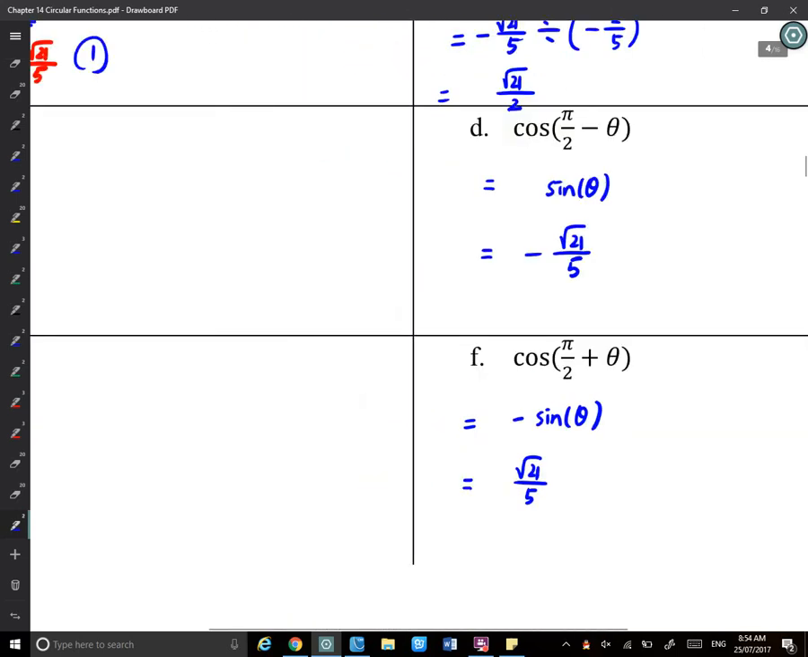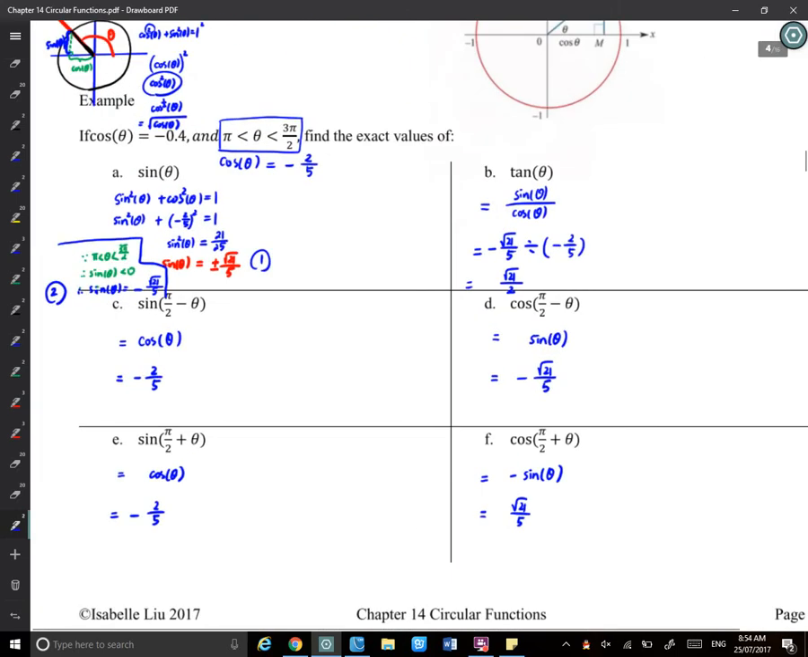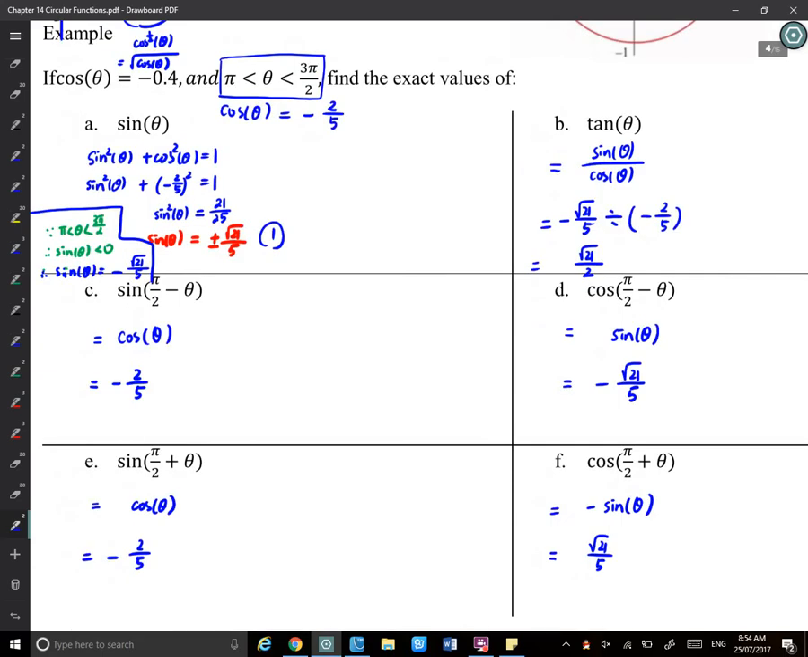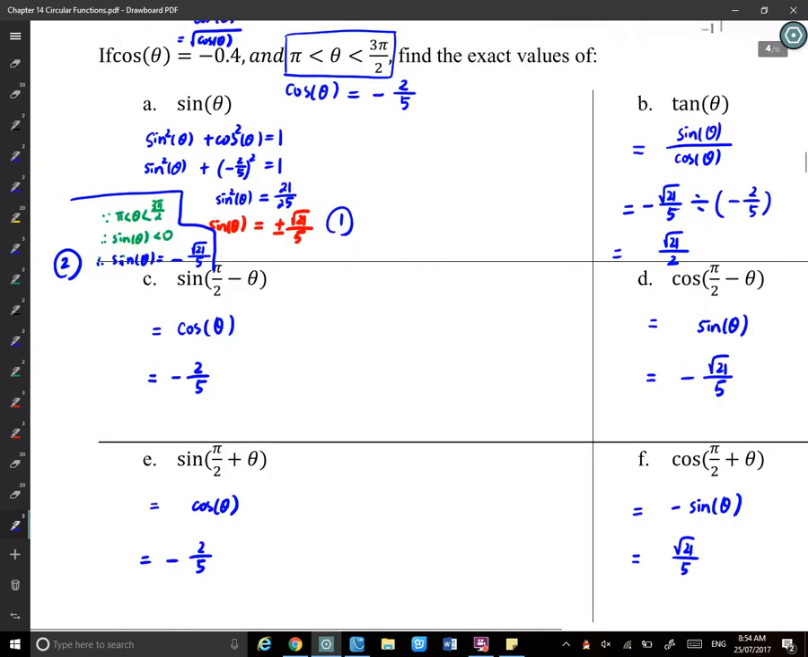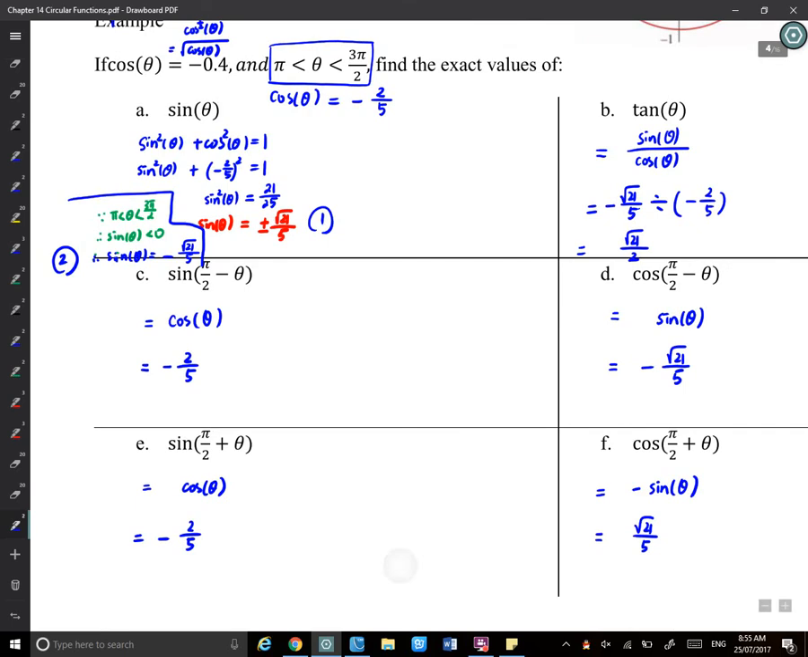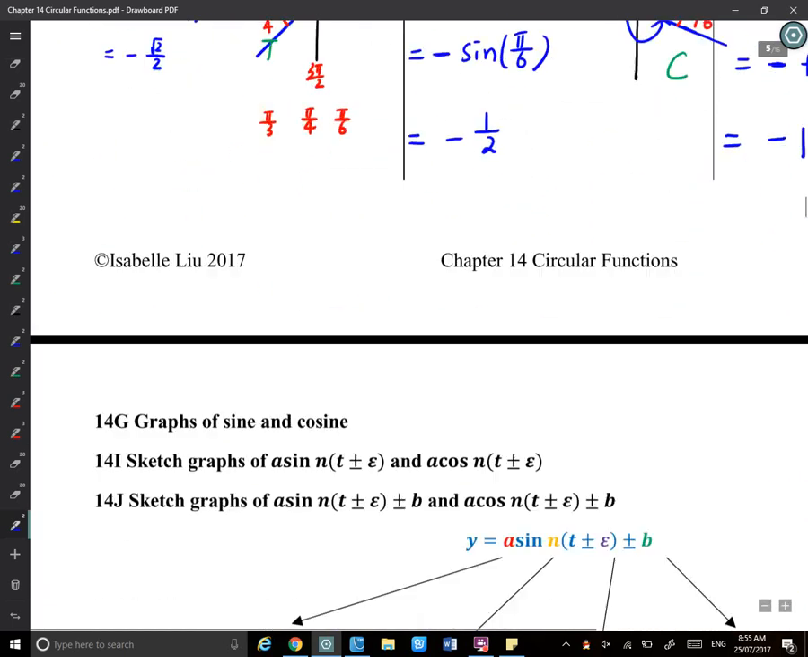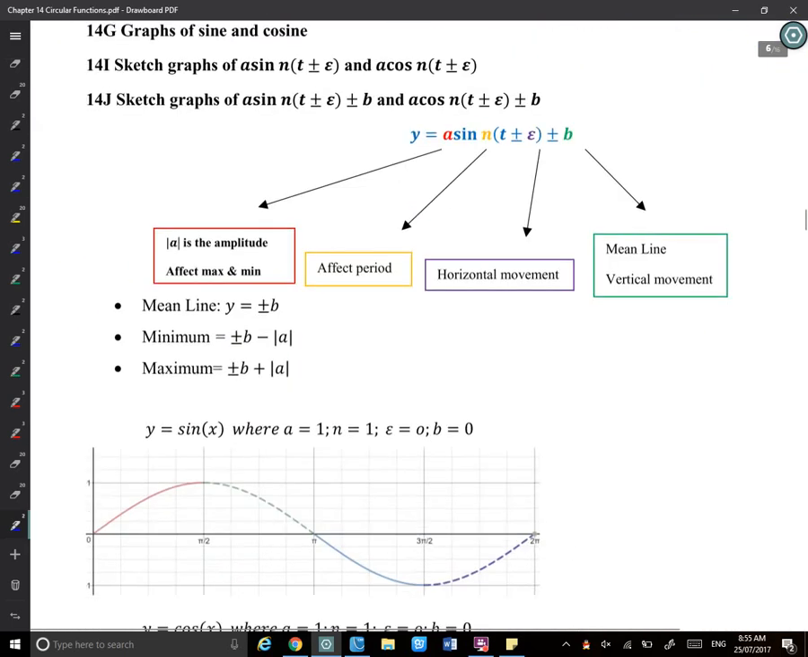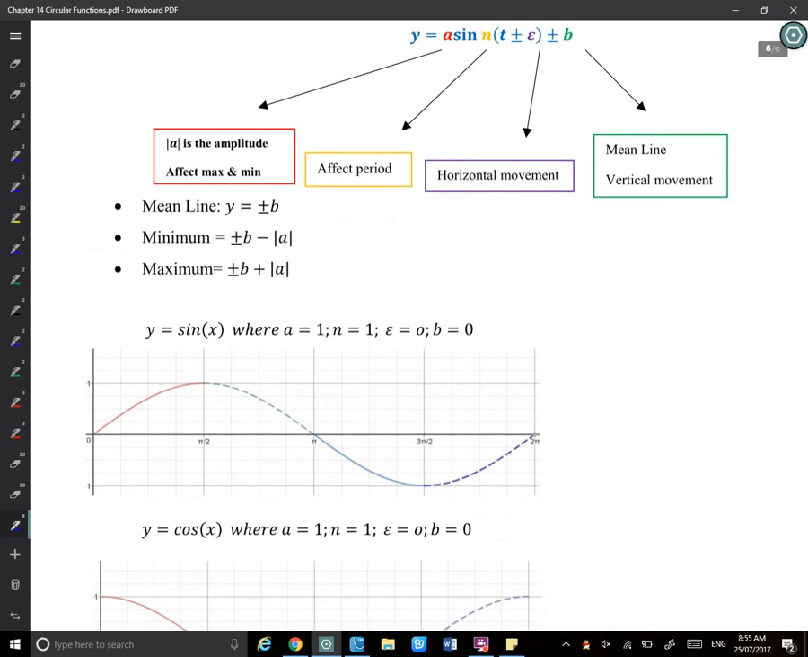Alright, that's this exercise. In this exercise, we learn 5 formulas. The Pythagorean identity is very, very important. And the other 4 formulas, you just need to know about them, whether you can remember them or try to prove them. Okay, that's this exercise. And let's go to the next page, which is sketching sine and cosine graph.